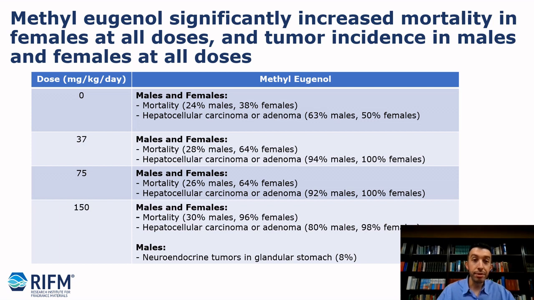The results from methyl-eugenol administration were fairly similar in rats and mice. Mortality rate in female mice was increased at every dose. Hepatocellular carcinoma or adenoma was significantly increased in the males and females at every dose. Neuroendocrine tumors were also observed in males at the high dose of 150 milligrams per kilogram per day.